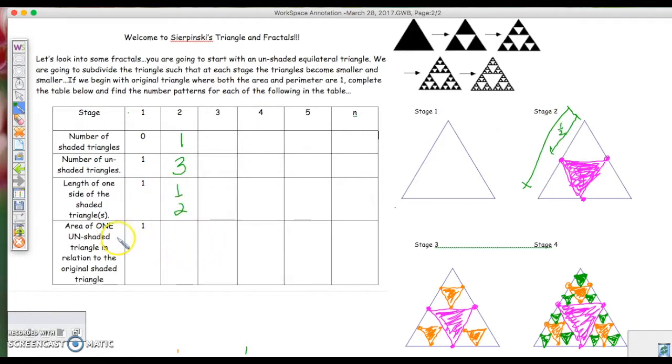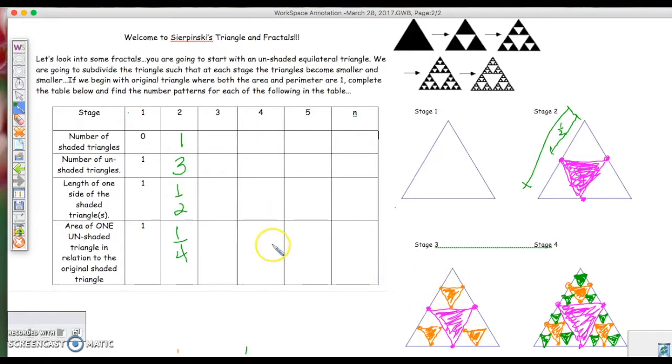And then the area of one unshaded triangle in relation to the entire triangle. So if you take one of your unshaded triangles, right, there are how many of those of the same size, or how many of those triangles take up the big guy? Your kids should be able to come up with 4. So if I ask for the area of one of those, they should be able to tell you that it's 1/4.